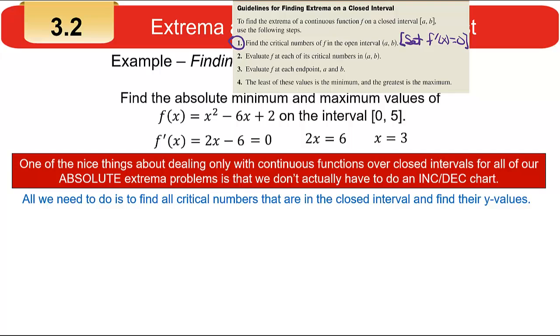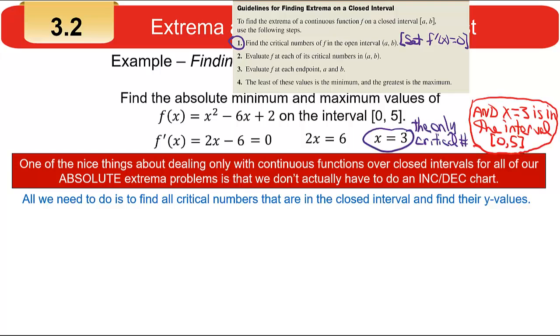Well, we've already found the only critical number, and that's x equals 3, and it is in the interval from 0 to 5. Had the answer come out to be like 7, which is not in the interval, you just toss it and there wouldn't be any critical numbers. So you're only looking for critical numbers, and you're only looking for critical numbers that are in the interval.